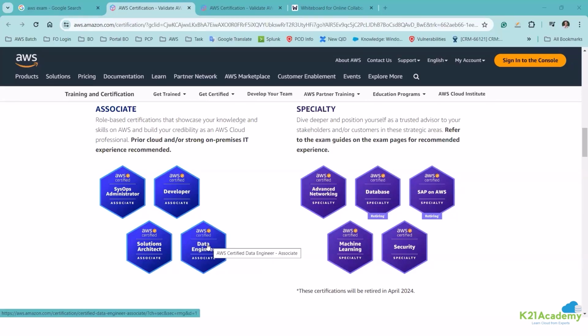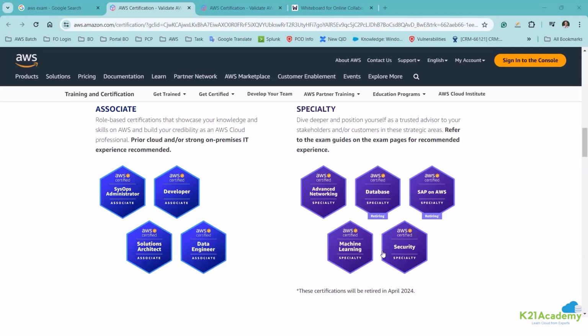Earlier there was no AWS Data Engineer certification. There were only 3 certifications at the associate level: architect, developer, and SysOps administration. Now, what exactly is in Data Engineer? Earlier there was a certification called Data Analytics, which was part of the specialty level. But AWS retired that certification last month.